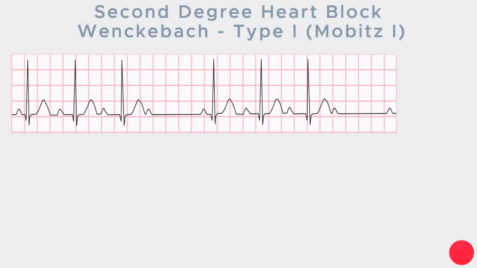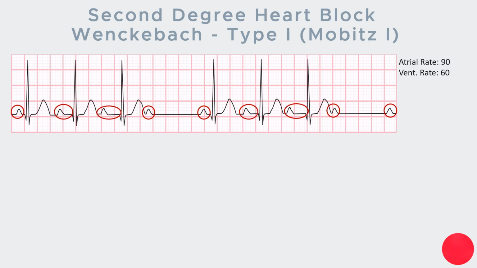Here's our first example of a Mobitz 1, also known as a Wenckebach or second degree type 1. You can see my P waves here and our PR intervals lengthening until we have our P wave with no QRS complex, and it repeats itself here. You can look at your R to R interval, and it is slightly different, although not grossly irregular.